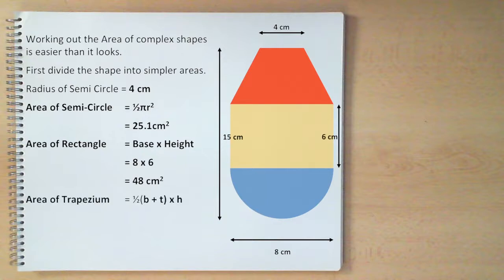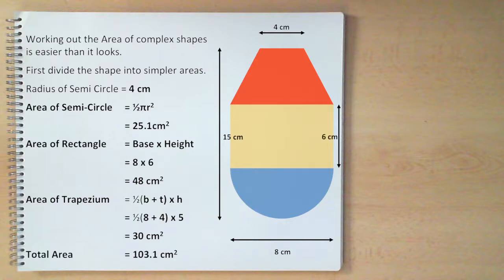The area of a trapezium is a half times the base plus the top, then times the height. So we've got the values for the base and the top are 8 and 4. We can put those into the formula and we get a value of 30 centimetres squared for the area of the trapezium. At this stage, many people lose marks because they forget that the actual question was, what's the area of the whole shape? So to get the area of the whole shape, we add those three together, 25.1 plus 48 plus 30, and that gives us 103.1 centimetres squared.